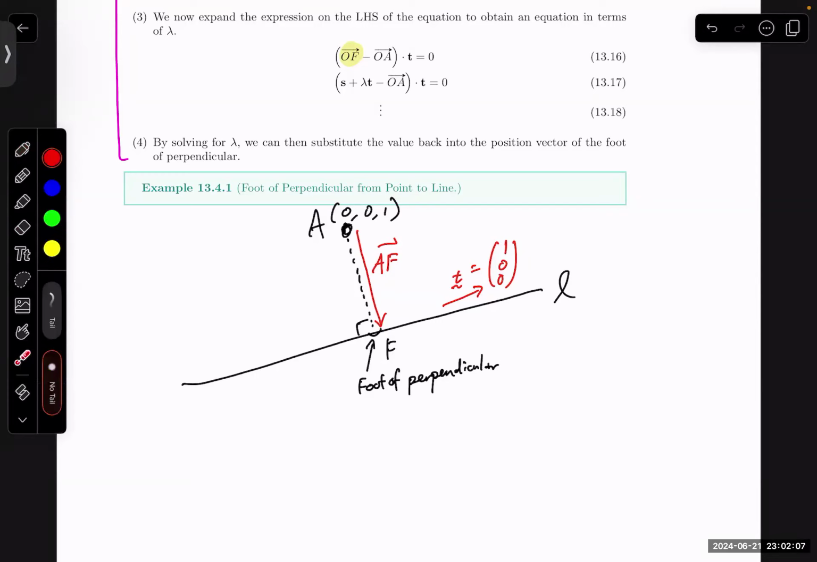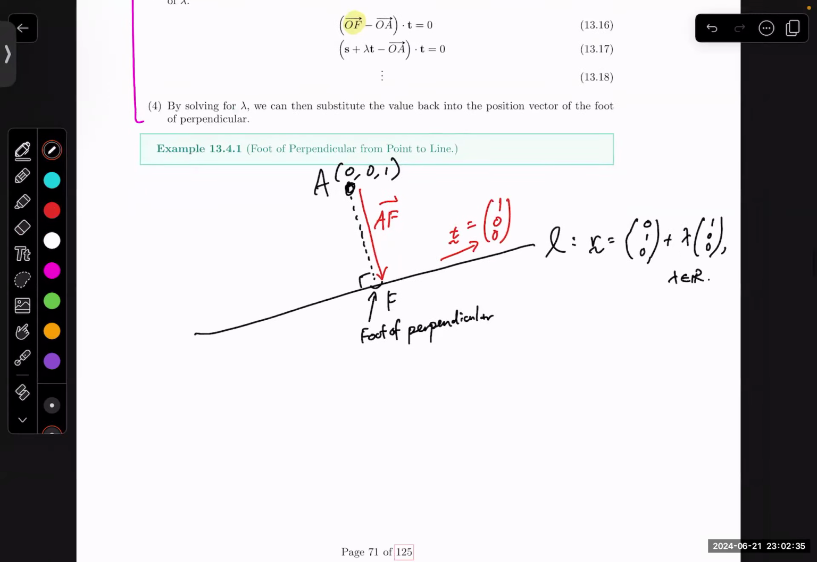Now I want to let this point A fall into my line. My line, I need to write down the equation. Let's say the line equation is r equals maybe (0, 1, 0) plus lambda (1, 0, 0), which is the direction vector T, where lambda is in R.